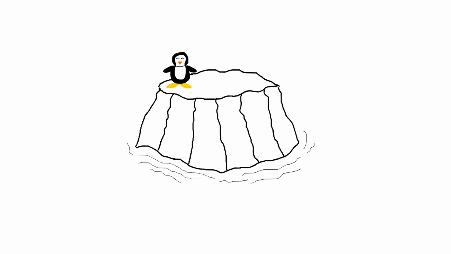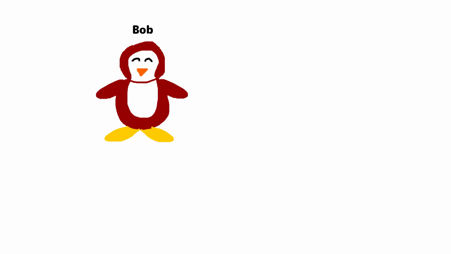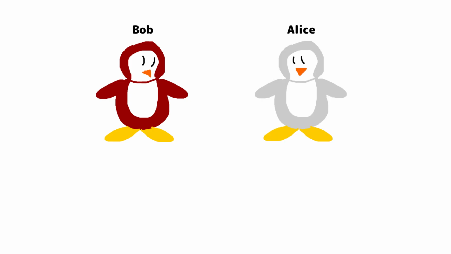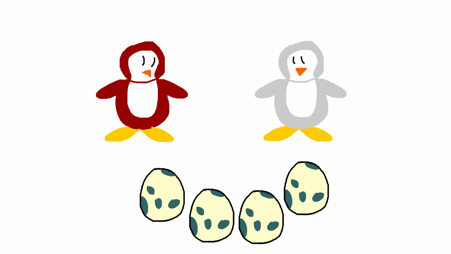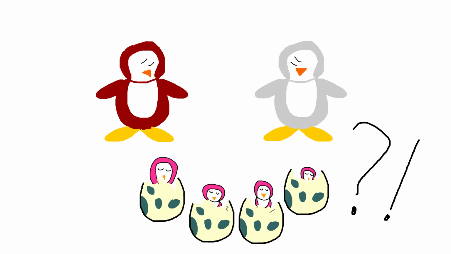In the wonderful land of Penguin, the mating season has started and lots of penguins are getting married. One of the wonderful red penguins, named Bob, got married to a white penguin named Alice. They loved each other very much and had many eggs. When they hatched, all of them were pink. But how did they get their mixed colors?